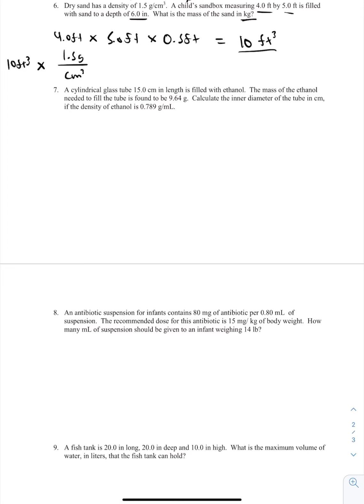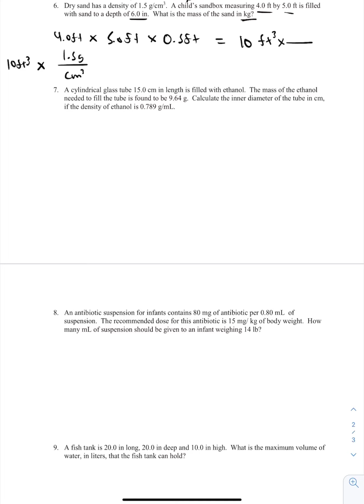So what I have to do again is convert my volume into the right unit, which is centimeters cubed. So I'm going to take my feet cubed and convert that into centimeters cubed. And here's where a lot of people have difficulty converting units, and it has to do with when units have a higher power than 1. So I'm going to teach you guys a simple way.